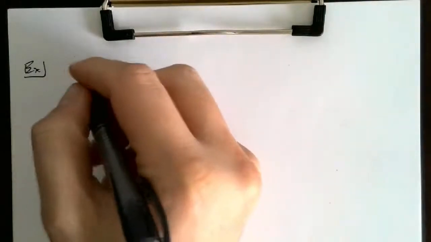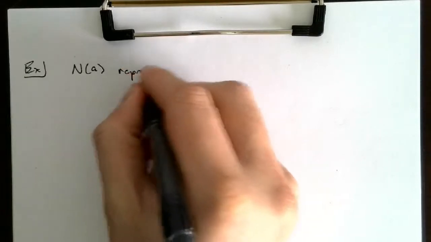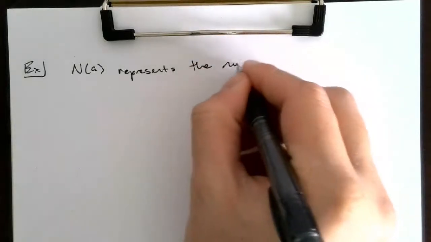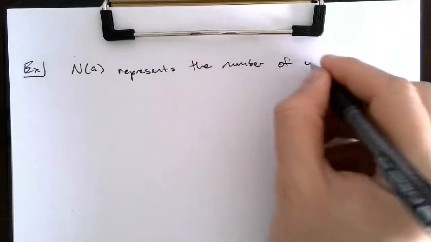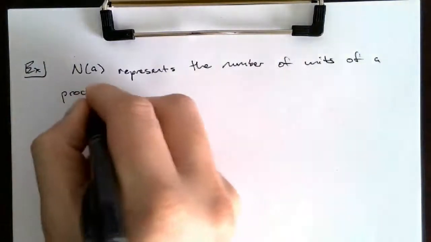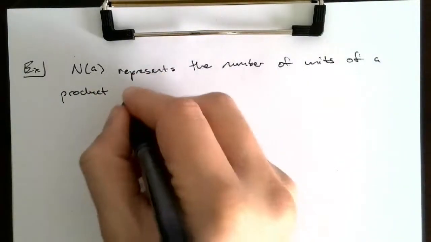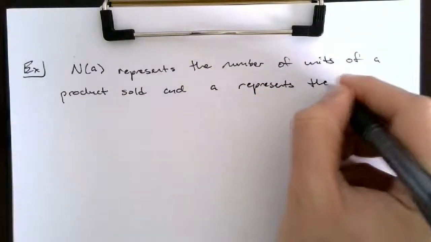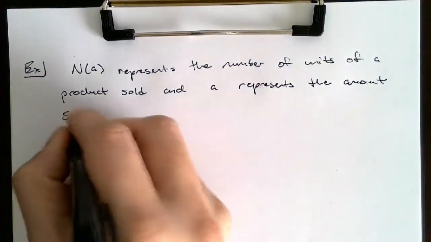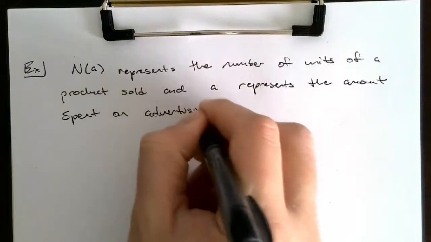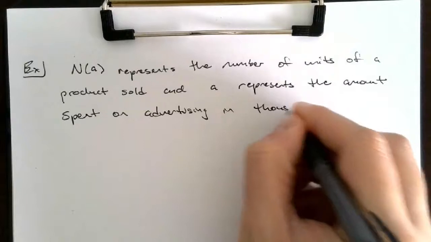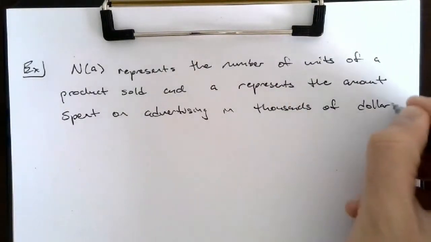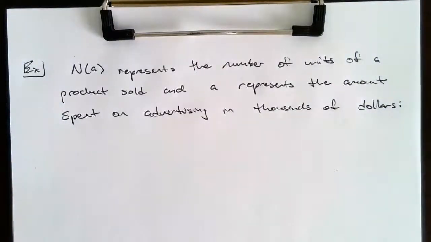So for this example, if I said we had N of A represents the number of units of a product sold, and A represents the amount spent on advertising in thousands of dollars. Alright, so we have N of A, this is a function.